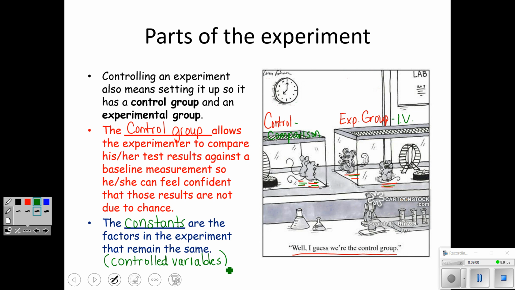But the reason constants are called controlled variables is because those are the things that could change in an experiment, but you do your best to keep them the same. So that what you are testing, the independent variable, is the only thing that makes your results happen or causes your change to happen.